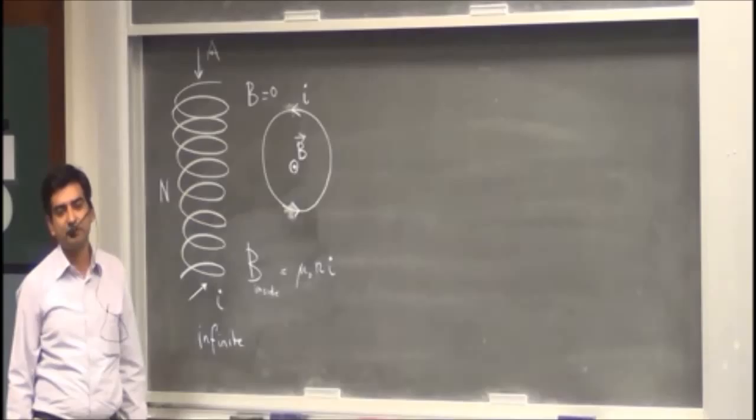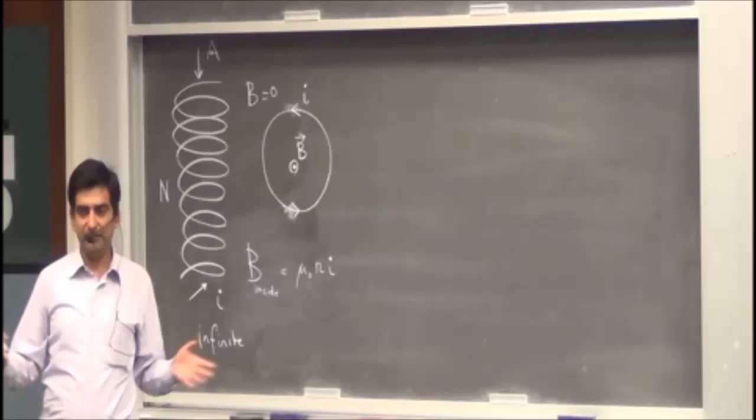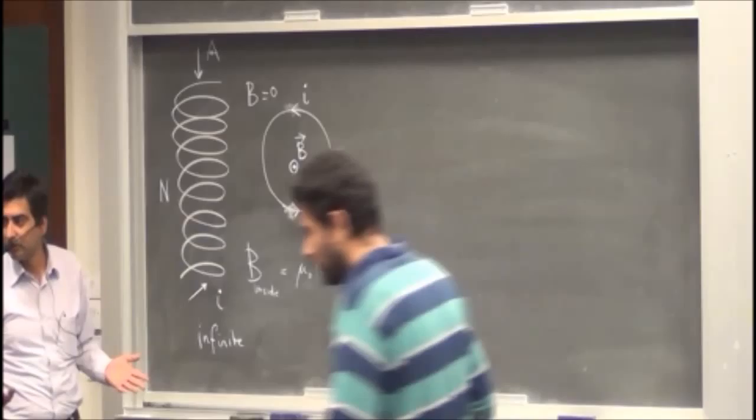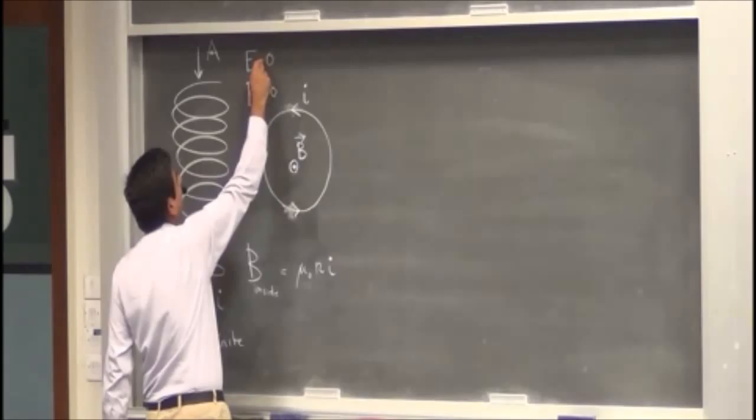Zero, because this solenoid as it stands is a neutral object. It's quasi-neutral, it does not have any charge stored on it, so there's no electric field outside the solenoid. So the electric field outside is zero and the magnetic field is also zero.